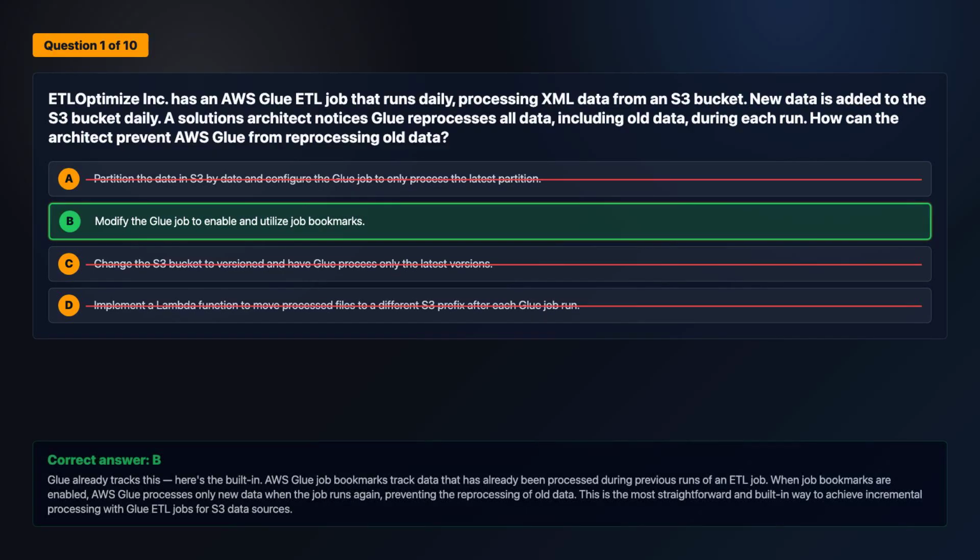The correct answer is option B. Glue already tracks this. Here's the built-in AWS Glue job bookmarks. They track data that has already been processed during previous runs of an ETL job. When job bookmarks are enabled, AWS Glue processes only new data when the job runs again, preventing the reprocessing of old data. This is the most straightforward and built-in way to achieve incremental processing with Glue ETL jobs for S3 data sources.